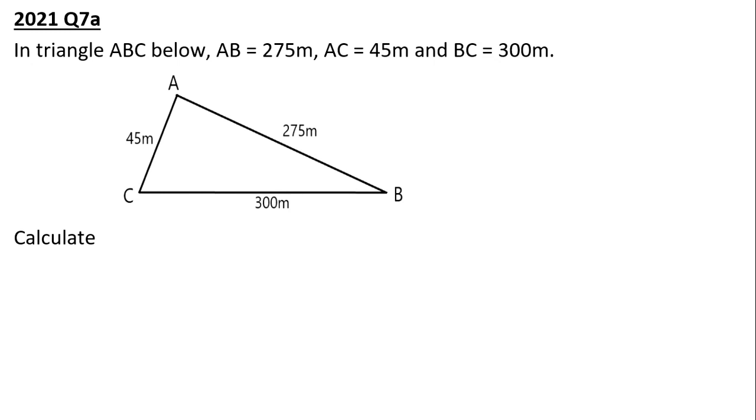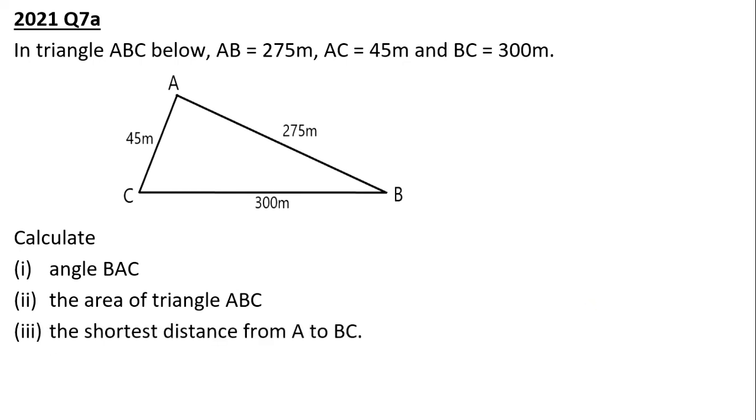2021. In triangle ABC below, AB equal to 275 meters, AC equal to 45 meters, and BC equal to 300 meters. Calculate angle BAC. Calculate the area of triangle ABC. Calculate the shortest distance from A to BC. So we'll take it step by step.